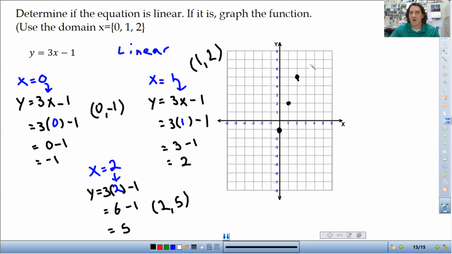Notice that all 3 points line up in a straight line. You don't need to connect them with a line yet. We're not at that point yet. We are going to do that eventually with these graphs. But right now, just plotting the points. All right.